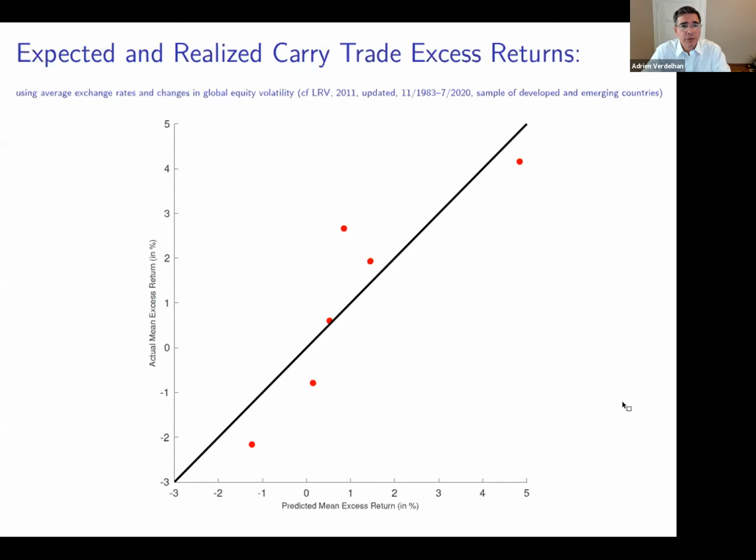So what you see here is the 45-degree line graph, the classic graph in asset pricing. On the vertical axis, you have the actual mean excess returns. So just data, look at the average excess return you get by investing in those different portfolios. And on the horizontal axis, you have the predicted mean excess return, which is just the beta times the market price of risk, right? And if the asset pricing logic were to work perfectly, everything would be on the 45-degree line. It's not the case, but it's pretty close.